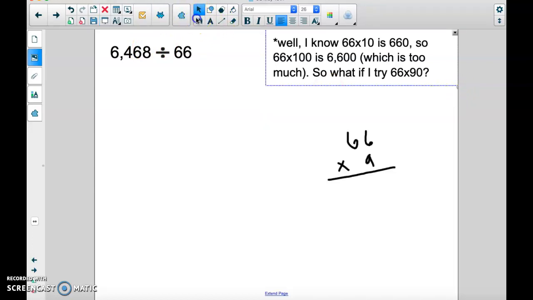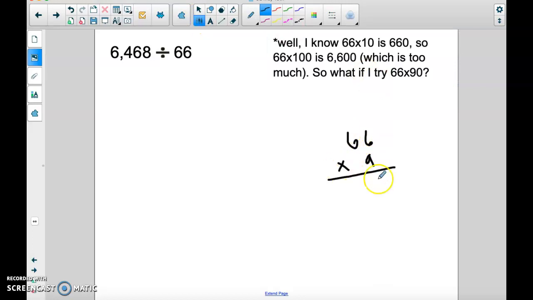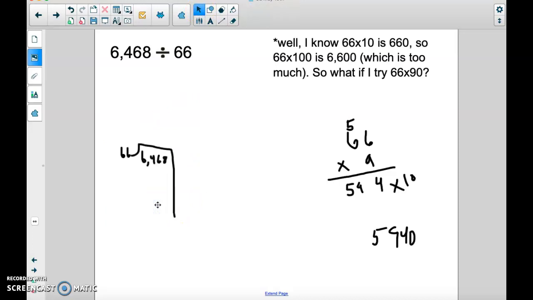So if I set up my multiplication, 9 times 6 is 54. And then 9 times 6 again is 54, plus the 5 is 59. Now remember, that was 66 times 9. If I want to make this 66 times 90, all I have to do is times this by 10 to get 5,940. And that is pretty close. It's definitely not going to be the only thing I have to do, but it will get me close.